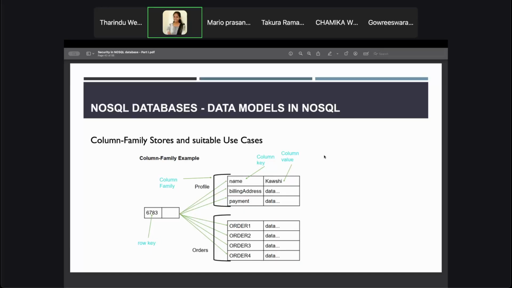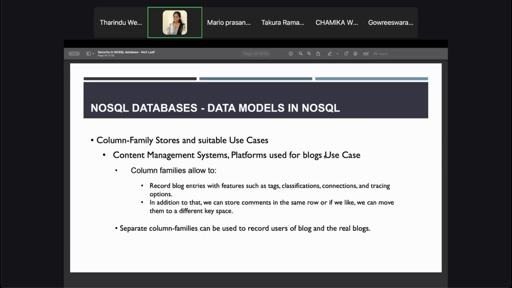That is about column family databases. Usually, if you think about the use cases, let's say you are creating blogs. When you are creating some blogs in Medium, or when you are writing some blog in LinkedIn, you might add hashtags. You can add hashtags, or you can add some keywords. So for a blog, you can store all these details together in one column family space.